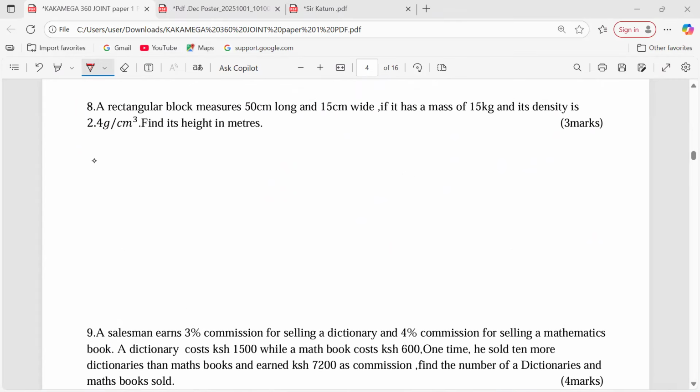Yes, so a rectangular block measures 50 centimeters, 15 centimeters wide. Then it has a mass of 15 kilograms and density 2.4 grams per cubic centimeter. Find its height in meters, strictly in meters. That means we're supposed to play along with all these dimensions until we get the height. Now, with mass and density, we can find volume.